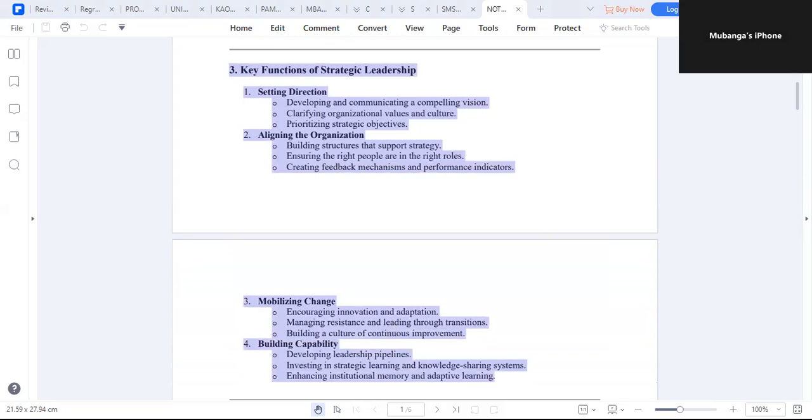Now, what are some of the key functions of strategic leadership? Key functions of strategic leadership. Number one, we have the function of setting direction. So strategic leaders will provide a clear sense of purpose and vision for the organization by developing and communicating a compelling vision. So these leaders will paint a picture of what the organization should become in the future. So this vision will inspire everyone working towards that common goal.